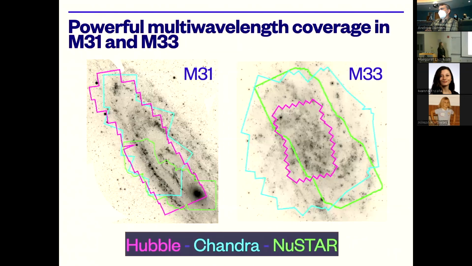And so we need this multi-wavelength coverage, not just the HST data, to study the HMXB populations in these galaxies. I'm showing on the left M31, on the right M33. These are near UV images of these galaxies, just showing the outlines of the different surveys that I've been using in my analysis. So the pink is the HST data, cyan is Chandra, and then green are the NuSTAR surveys covering both of these galaxies.